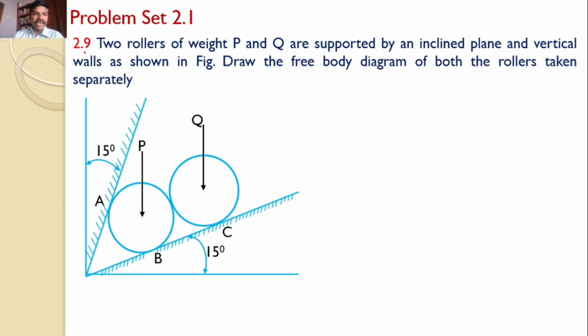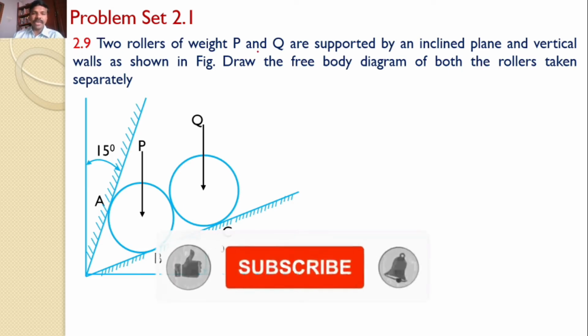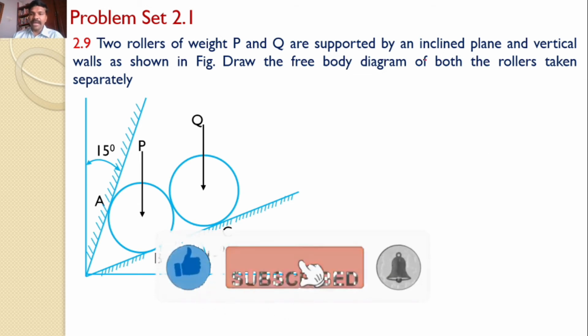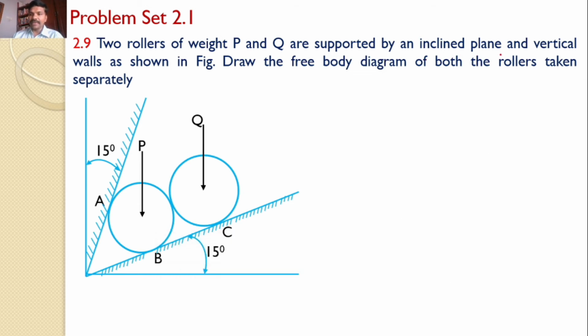Problem number 2.9, that is, two rollers of weight P and Q are supported by an inclined plane and vertical walls as shown in figure. Draw the free body diagram of both the rollers taken separately. So in this problem, there are two rollers P and Q.